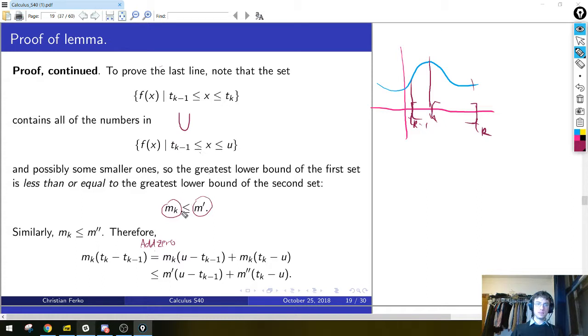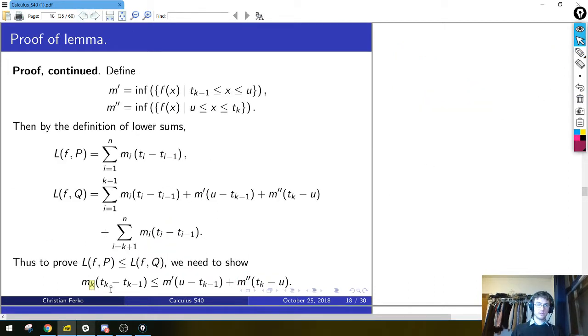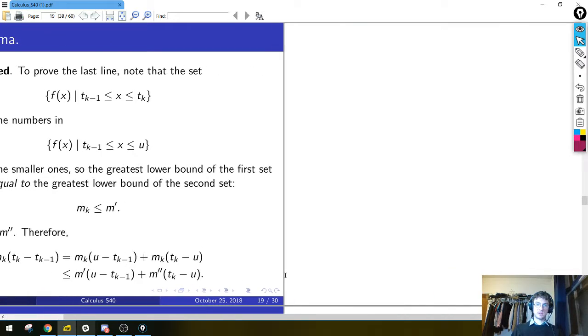But then I just use these two inequalities. M sub k is less than or equal to m prime, so the first term is less than or equal to this. M sub k is also less than or equal to m double prime, so the second term is less than or equal to this. But lo and behold, that's what we wanted to show for this step. What we wanted to show was that this guy is less than or equal to this sum, and just by that simple infimum argument, this guy is indeed less than or equal to the sum of those two pieces.